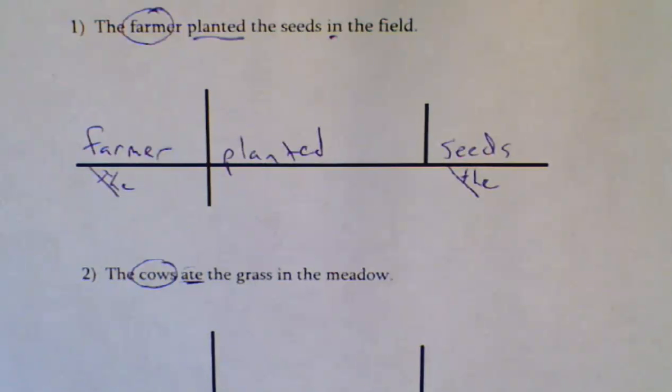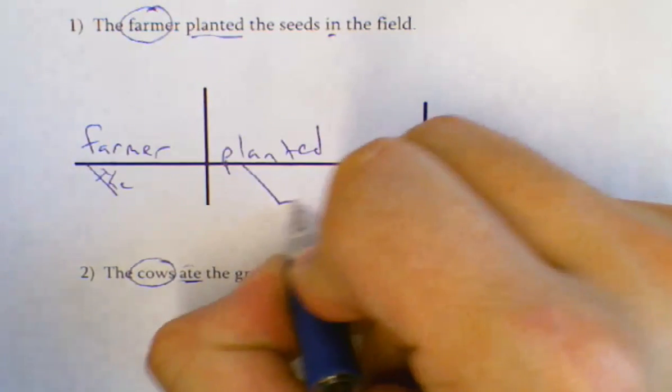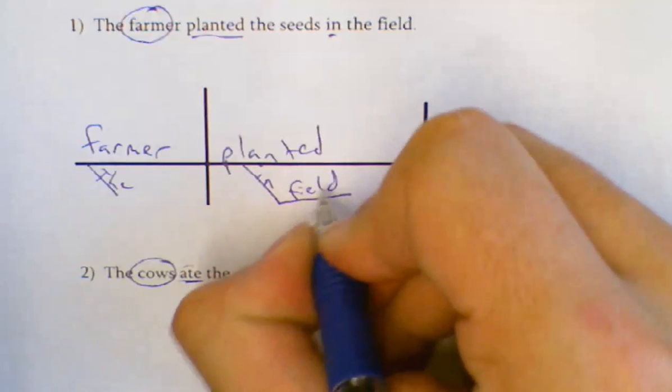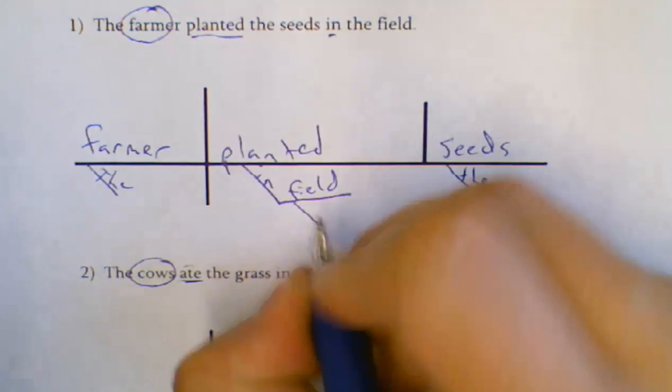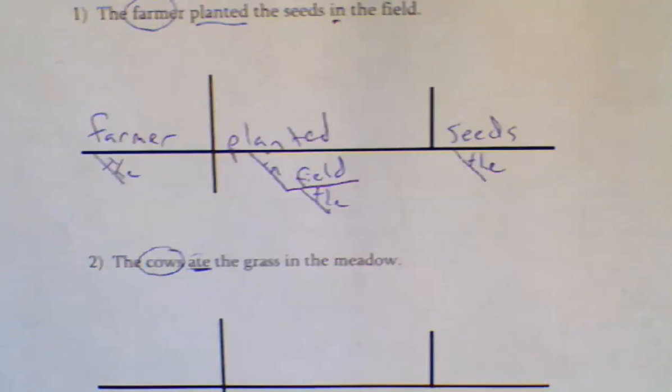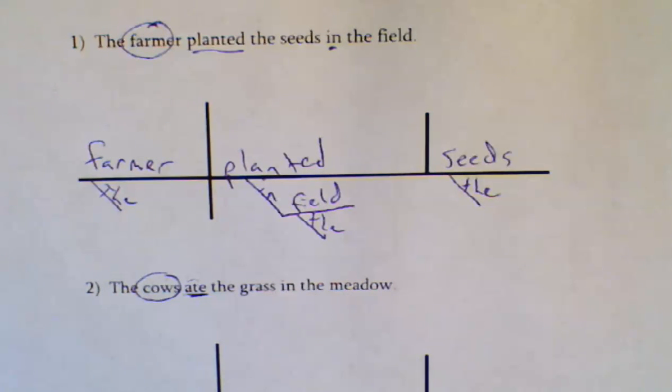In the field, what is that doing? What is that modifying? Is it modifying seeds? No, it's telling us where he planted the seeds. So it's acting adverbially. I'll put in field. Again, object of preposition is field. The goes there. So that is a direct object example.